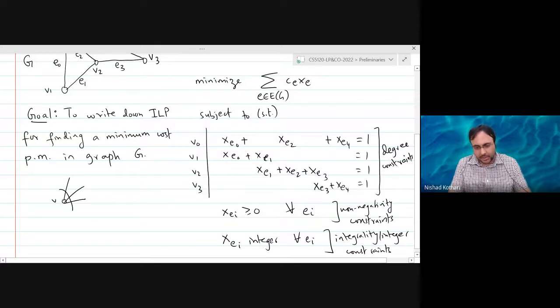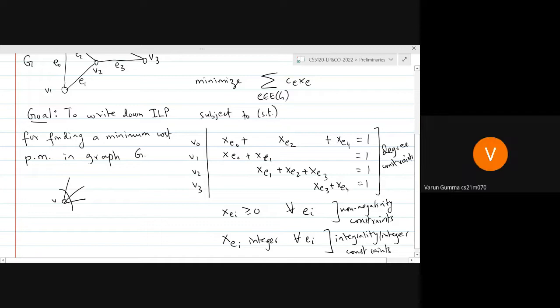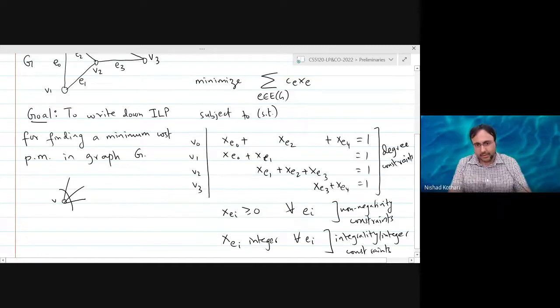Free as in they can be negative, positive, whatever. Okay, understood. So in this particular problem, we just want to formulate the exact minimum cost perfect matching problem. So we are having this constraint, but we don't need to have all variables to be non-negative in general. Does that answer your question?